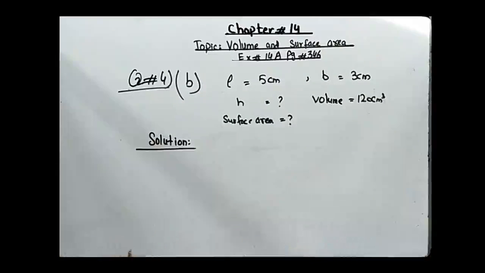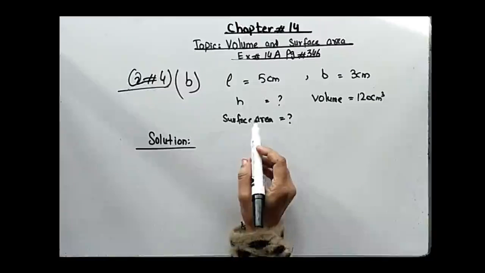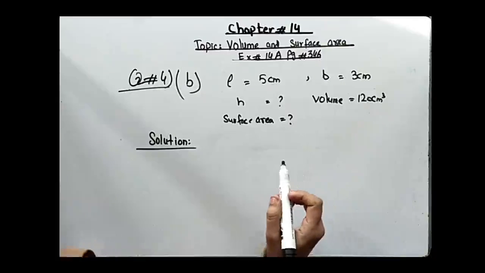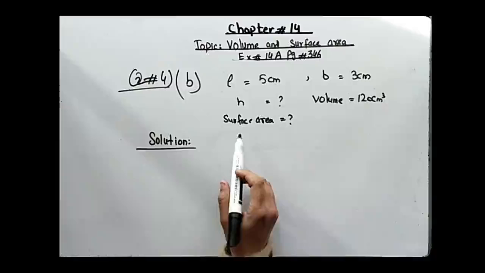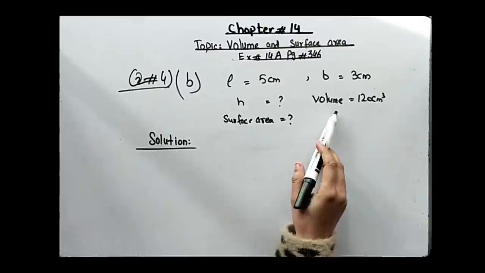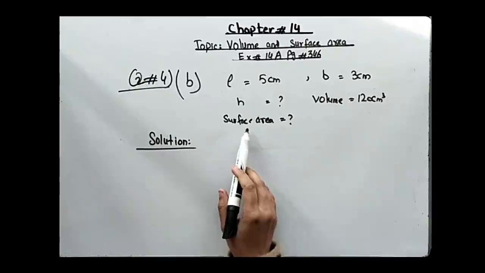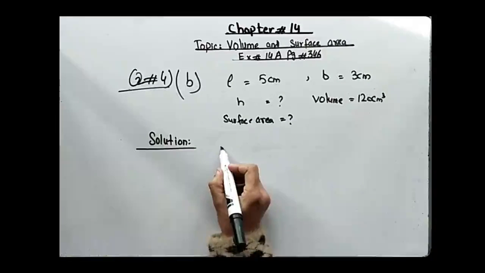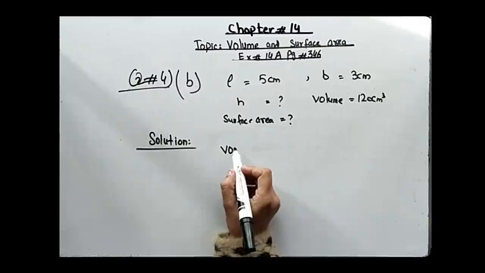Okay, now question number 4, B part. Length is 5 centimeter, breadth is equal to 3 centimeter, height is unknown, which means we will find the h. Then volume is given and then we will find the surface area. Now first we will find the h. Write down the volume formula of cuboid.